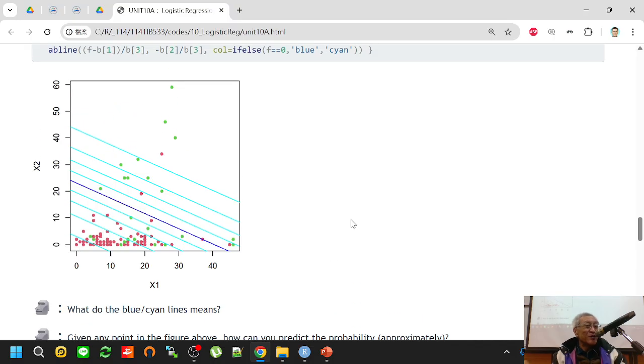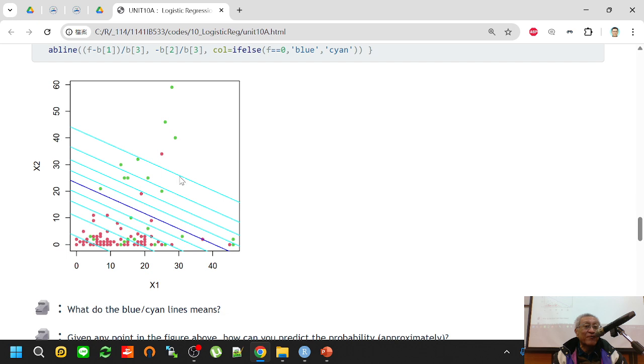Okay, so the reason that we want to build a model is that given x and y, we want to estimate the probability of y equal to 1, right? So in this chart, you can see that given any point, given any combination of x1 and x2, you will have an idea about what the probability of y equal to 1 is approximately equal to, right?